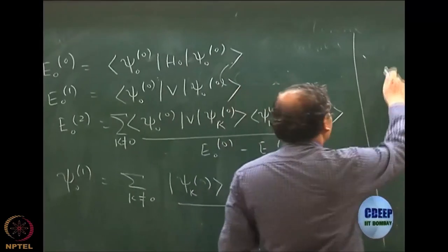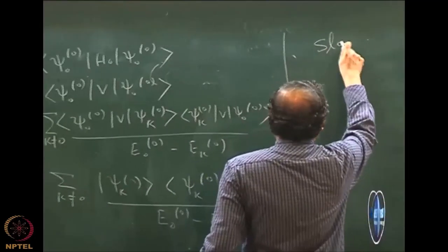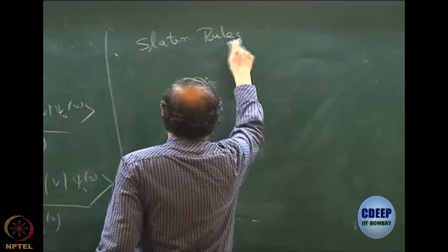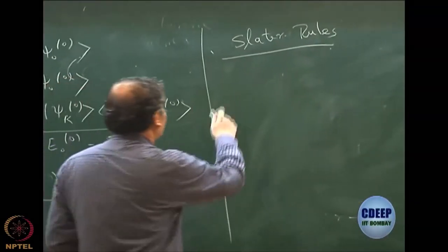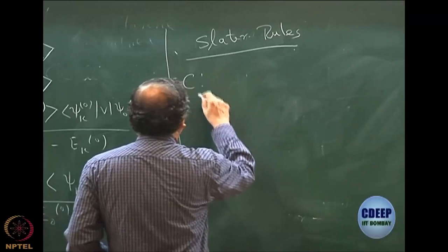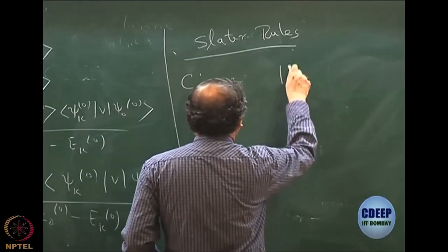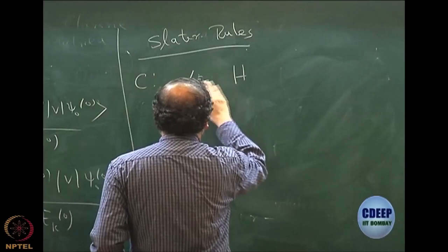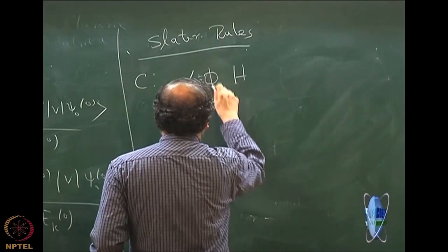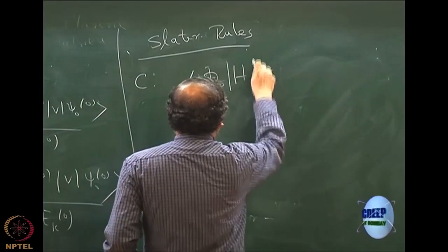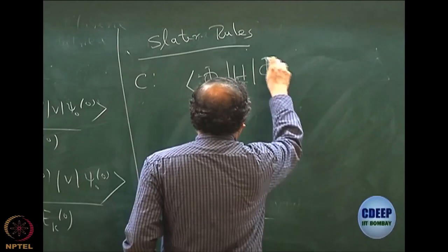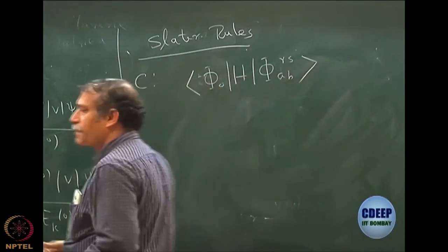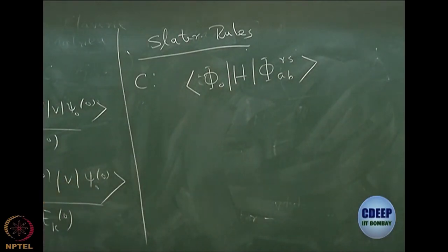the third Slater rule, okay. The last Slater rule that we will discuss is the matrix element of the Hamiltonian between two determinants, let me call it psi 0 or let us say phi 0, it does not matter, which differ in two occupancies. I was calling them psi, I am just calling them phi, it does not matter.